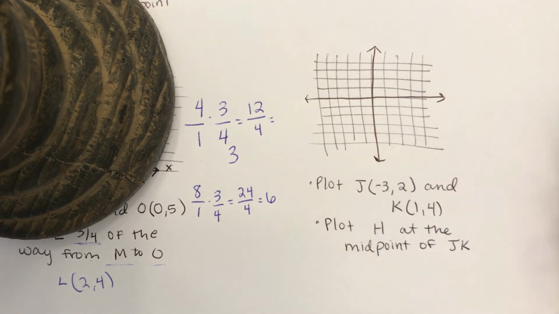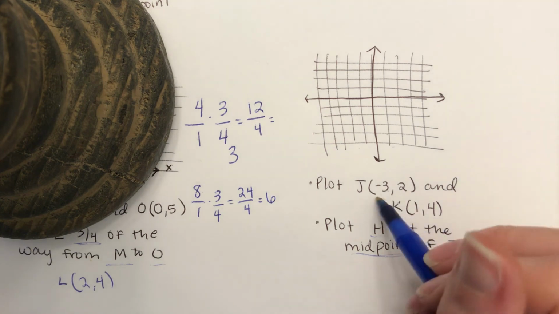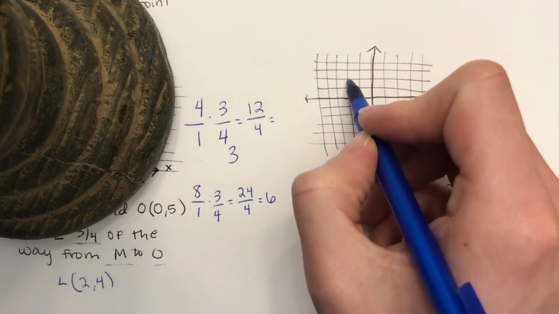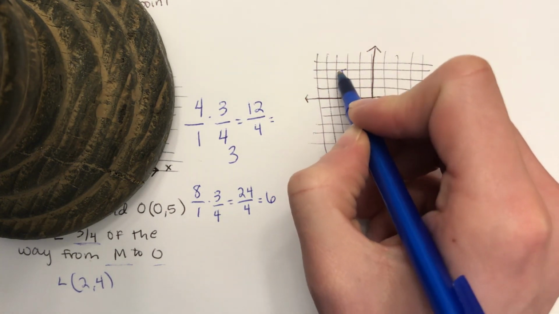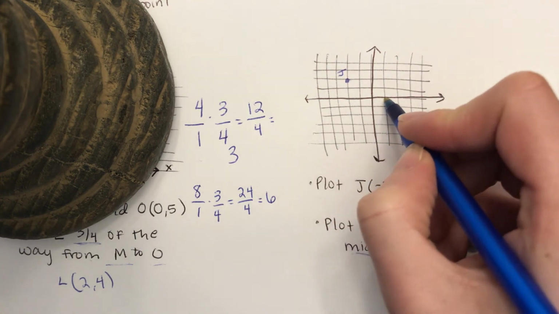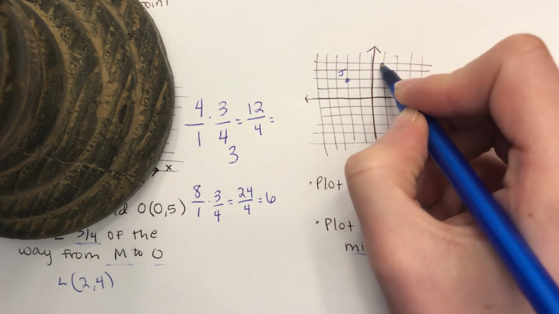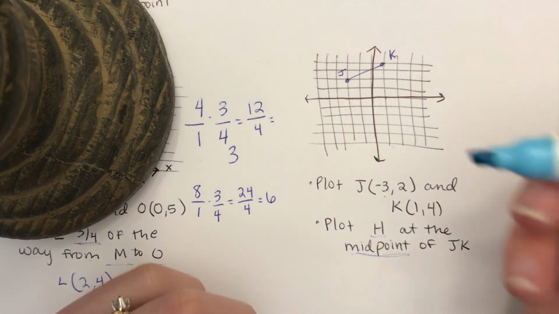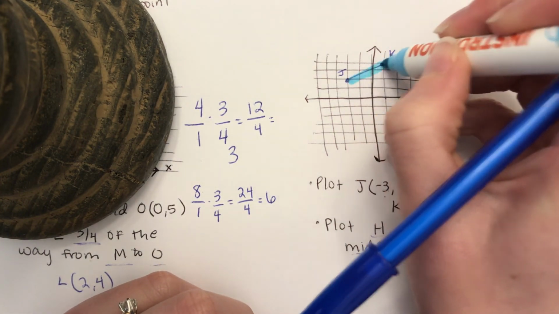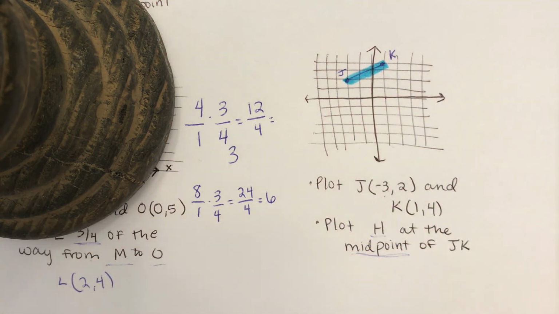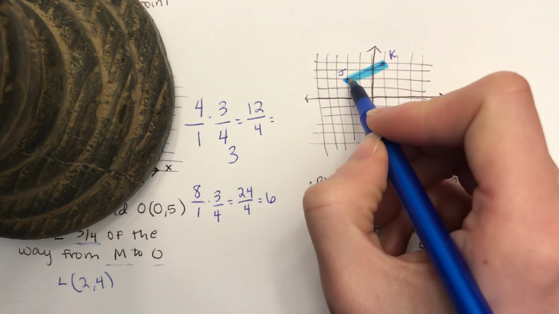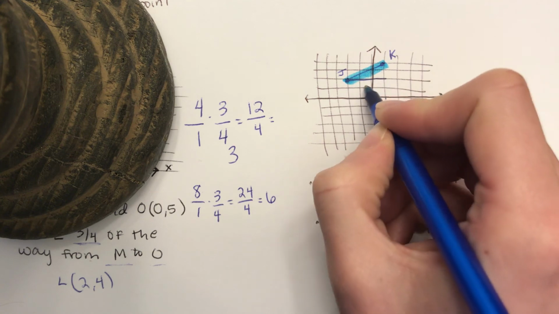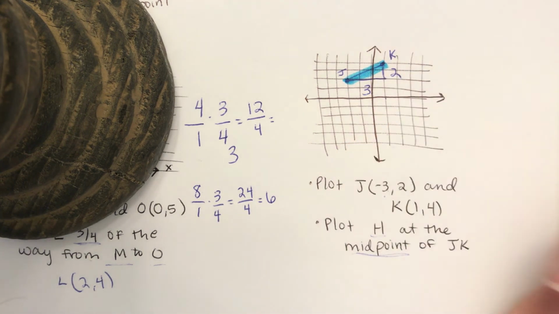We just want to plot these 2 points, and then we want to plot H back at the midpoint. So going back to very similar to the one we first did. So J, we're going to put at -3, 2. And then we're going to put K at 1, 4. So from here, the midpoint, so I'm going to go to the right, 1, 2, 3, and up 2.